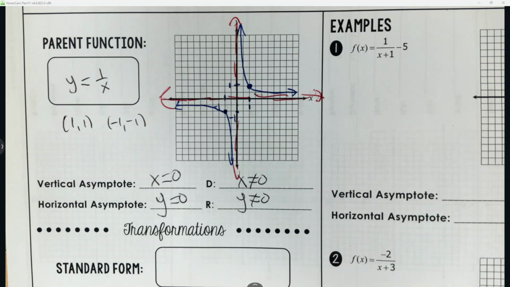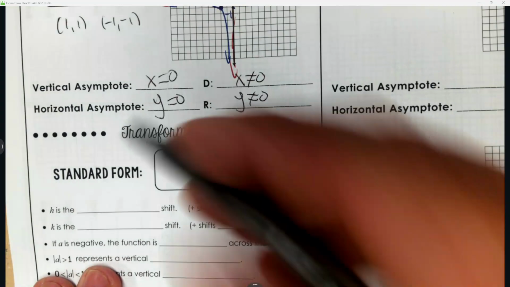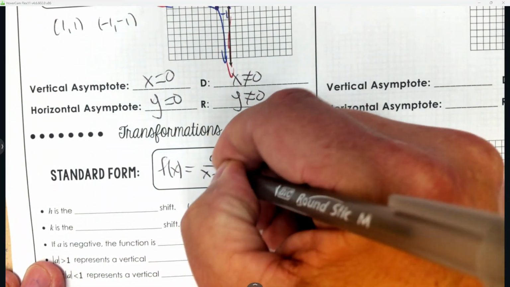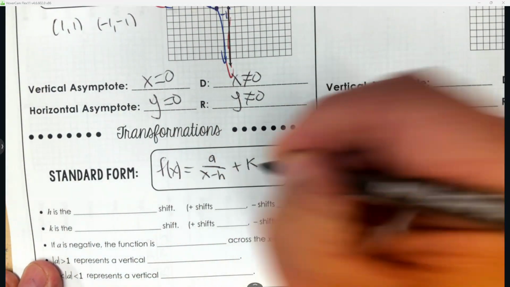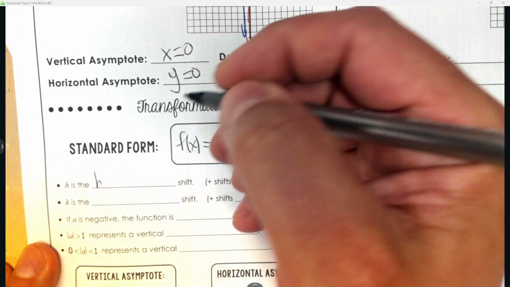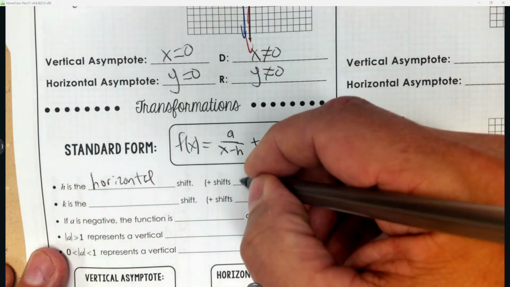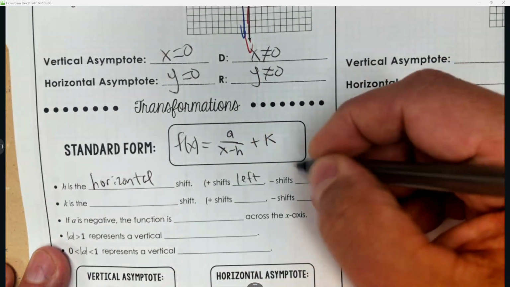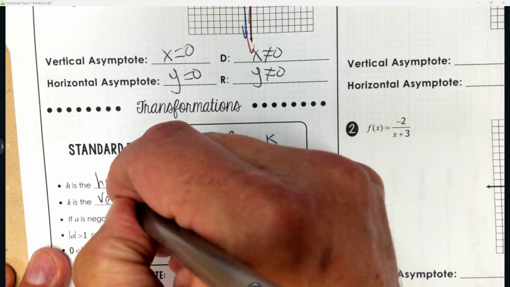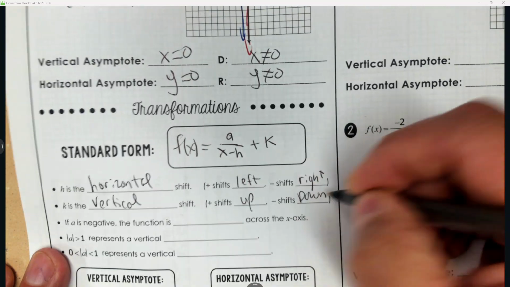Now, when you transform with a, h, and k, this is what it's going to look like: a over x minus h, plus k. Where h is the horizontal shift, and it goes in the opposite direction. So plus means it goes to the left, minus means it goes to the right. K is the vertical shift, plus means up, minus means down.